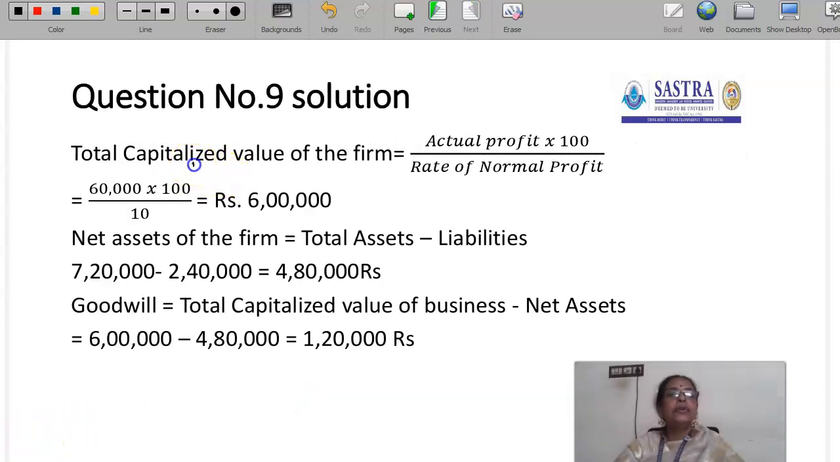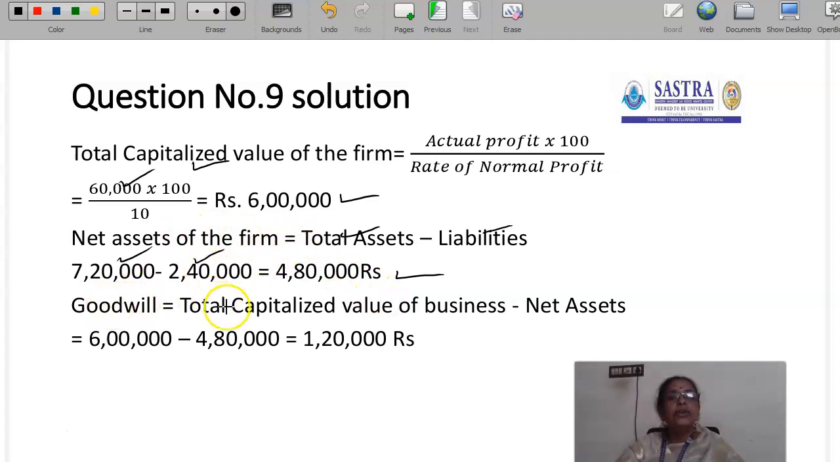First, let us calculate the total capitalized value of the firm. Actual profit into 100 divided by rate of normal profit. Actual profit is 60,000 into 100 divided by 10, that is equal to 6 lakh rupees. This is the capitalized value of the firm. Net assets of the firm is total assets minus liabilities. In this case, there are no intangible assets like goodwill. So directly we can write 7,20,000 and liabilities 2,40,000. If we deduct 2,40,000 from 7,20,000, we get 4,80,000, that is the net assets of the firm.